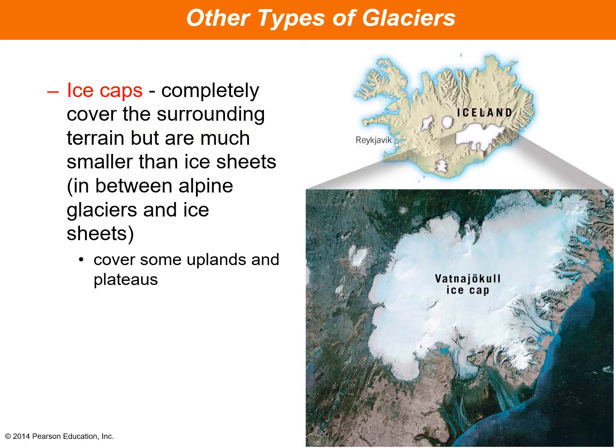So some other types of glaciers include ice caps, which are different than ice sheets, and ice caps completely cover the surrounding terrain, but are much smaller than ice sheets. They're sort of in between alpine glaciers and ice sheets in their size. And you can see that Iceland is a really good example of ice caps here. So ice caps cover some uplands and plateaus, which is different than the valley, or otherwise known as alpine glaciers, that only flow through valleys.